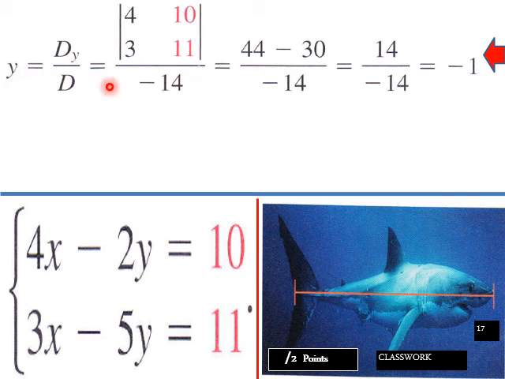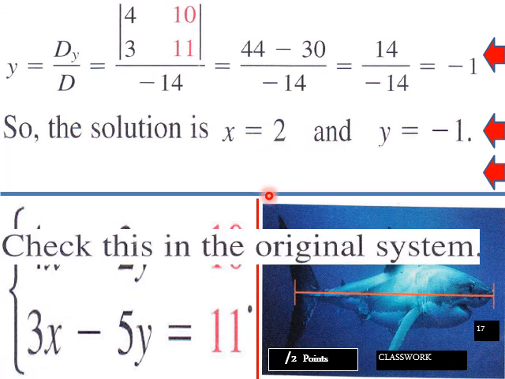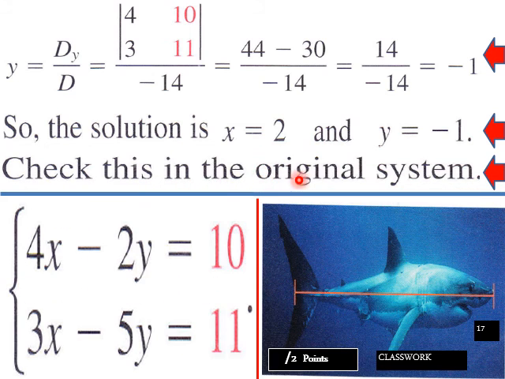And then for Dy, we have 4, 10, and then 3, 11. It's almost like when we have a y here, now we go to our x coefficients over negative 14. And then we do our cross multiplication here. We have 44 minus 30 over negative 14. We come up with 14 over negative 14, which equals negative 1. So the solution is x equals 2 and y equals negative 1. That's pretty cool. Check this in the original system, and yeah, it comes out.